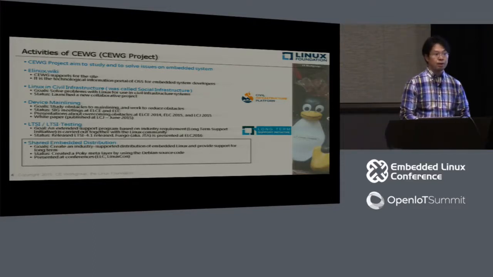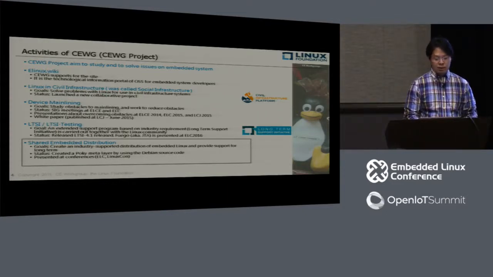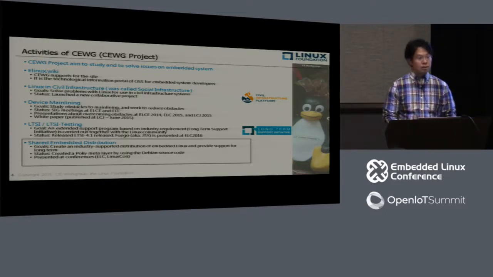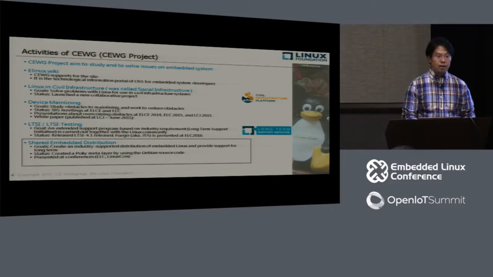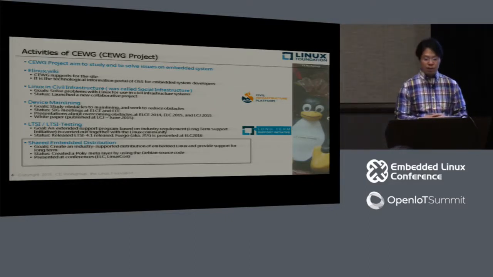And currently we are active in some projects. The first one is the eLinux Wiki. Maybe we can find a lot of embedded Linux development information on this website. The second one is Linux in civil infrastructure systems. This project has already launched as a separate project in the Linux Foundation, which was announced yesterday.